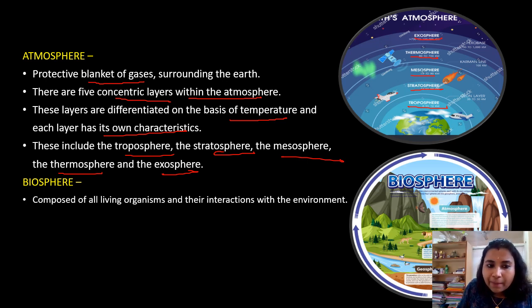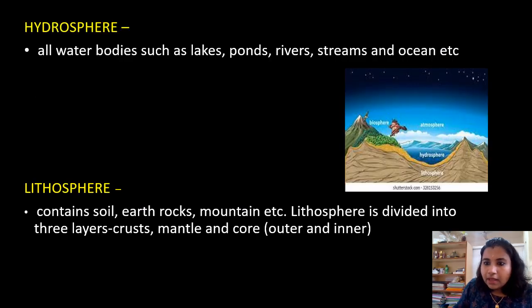Coming to biosphere, bio stands for all living organisms. So this is composed of all living organisms and their interactions with the environment. Coming to hydrosphere, hydrosphere includes all water bodies such as lakes, ponds, rivers, streams, oceans, etc. If we talk about lithosphere, it contains soils, rocks, mountains, etc. Lithosphere is divided into three layers: crust, mantle, and core.